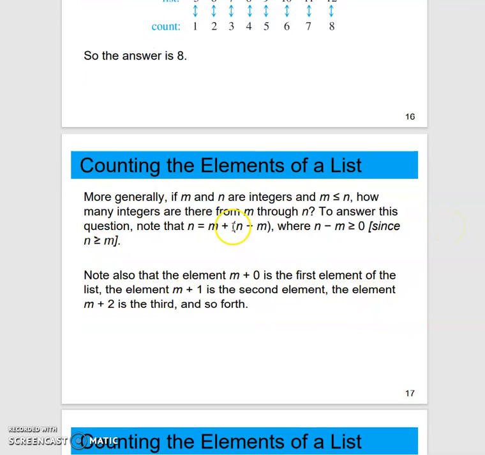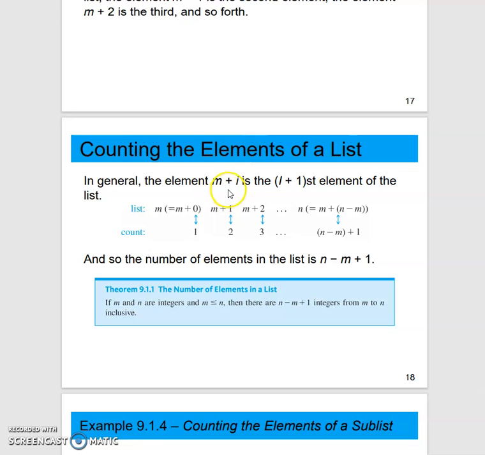Let's generalize that. Let's say here m is less than or equal to n. How many integers are there from m through n? So we're going to express n as m plus n minus m. And the m plus 0 is the first element, m plus 1 is the second, m plus 2 is the third, and so on.